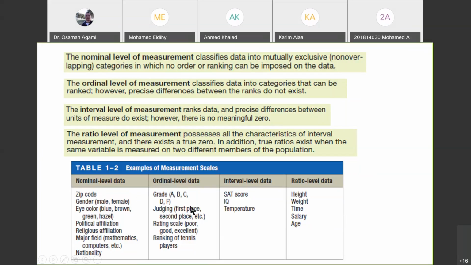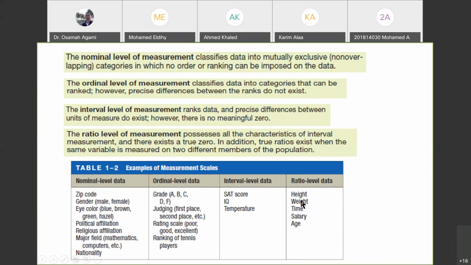The ordinal, we know from the order, if we can order anything, right, we can call it ordinal variable or ordinal level data, like the grades, like judging, first place, second place, like the court of appeal and the court of first instance. Rating scale, poor, good, excellent. Ranking of tennis players. Ranking of military service. This is nominal and ordinal connecting to the qualitative data. But the interval scale and the ratio scale are related to quantitative data.